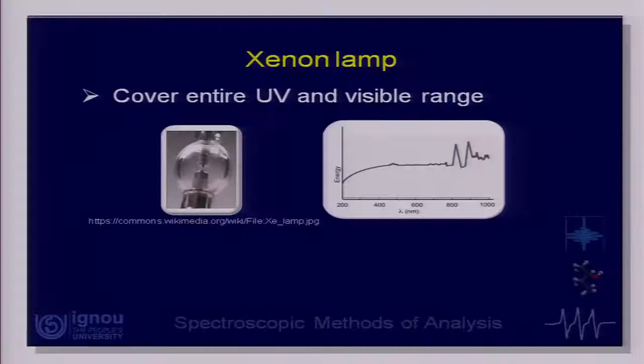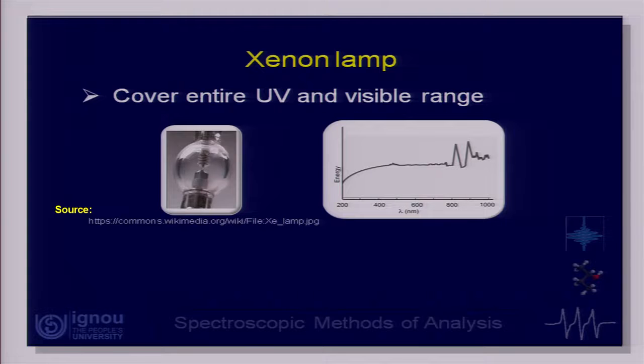As I mentioned earlier too, nowadays we are using even xenon lamps in instruments for UV visible spectrometry, that is UV visible spectrometers or spectrophotometers. The advantage of the xenon lamp is that it covers the entire UV and visible range. You can see that the output starts from about 200 nanometers and goes beyond 1000 nanometers. So, in one lamp itself I have the whole range.